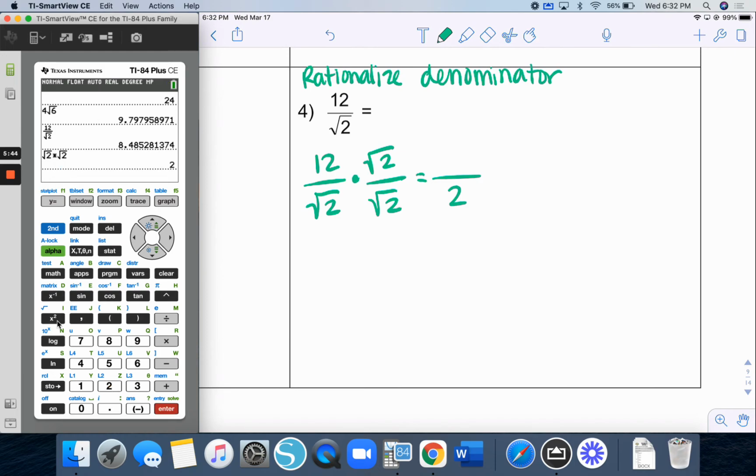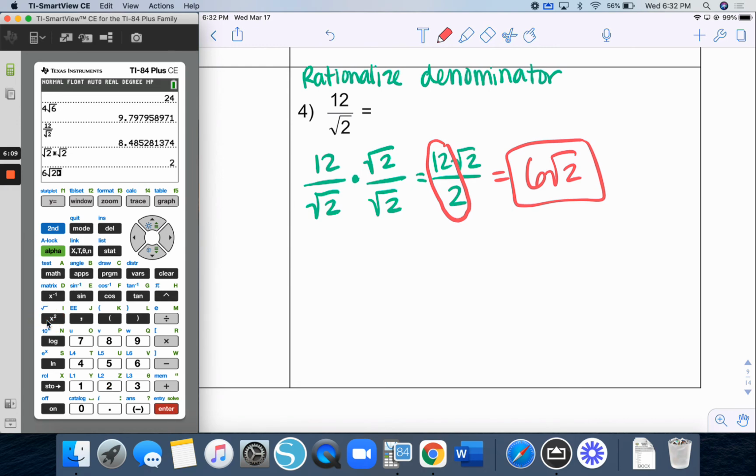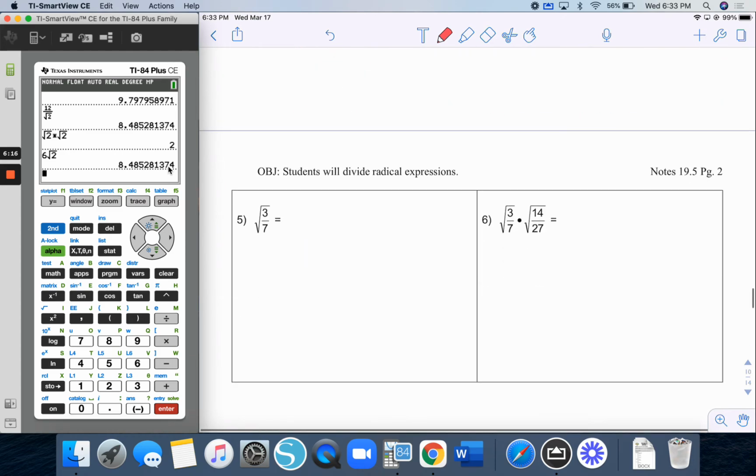Now on the top, we have a 12 on the outside and a 2 on the inside, so we cannot combine them. So we simply rewrite them when it shows up. Then, to finish this off, if I can simplify this, I would need to. 12 divided by 2 is 6, so this will simplify to 6 square roots of 2. And we plug that into the calculator and get the same answer. Okay, just a couple more problems on the back.